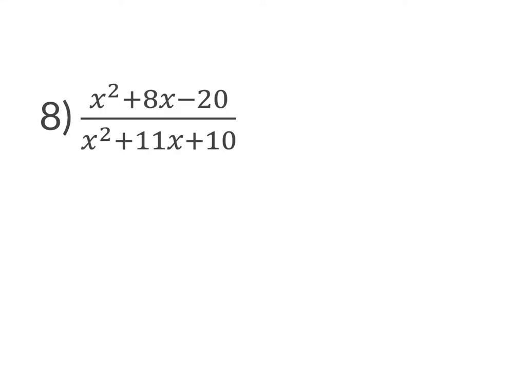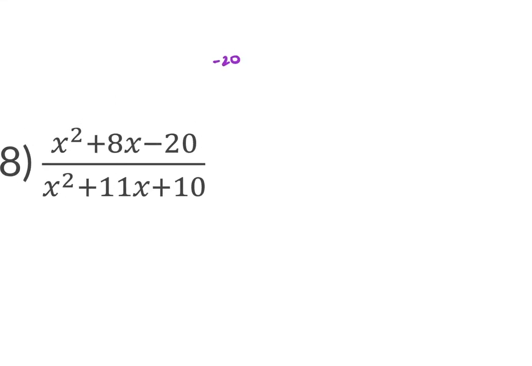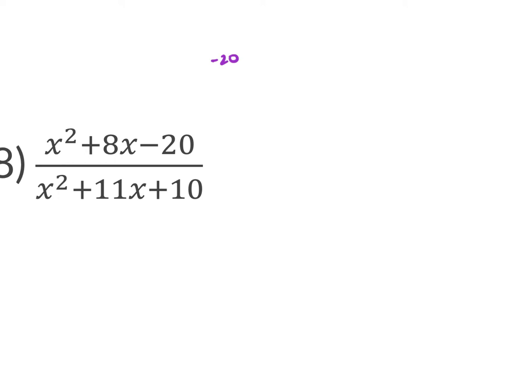Go to 8. Look at the numerator. Can I factor that out? Are there factors of negative 20 that sum to positive 8? It would be a negative 1 and 20, a negative 2 and 10, and that's the one that gives me 8. So my numerator is x minus 2 and x plus 10.